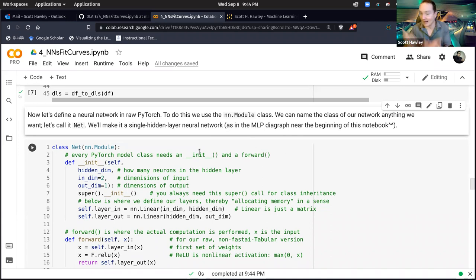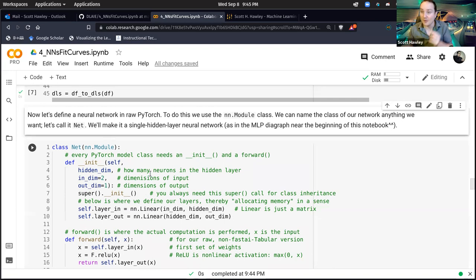Init is how we set things up. It's almost like we're allocating memory, even though it's Python; we're setting up the architecture. We're going to have a couple of layers, starting with our input. These are really the weights that connect the dimensions of the input to the dimensions of the hidden layer. It's just a big old matrix. We haven't talked about matrix multiplication in detail yet, but really this is just a matrix of weights. You're also supposed to have this super init thing, so some of this is boilerplate. The stuff we're passing in is just the parameters of what we want.